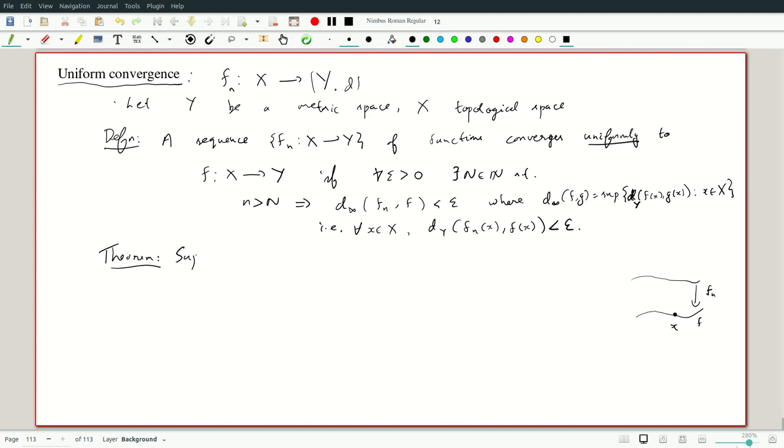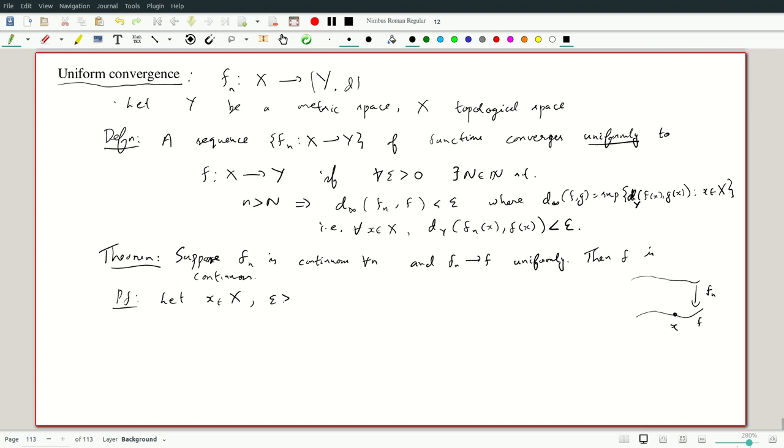So here's the point x, f_n goes to f, and f itself is continuous. Suppose f_n is continuous for all n, and f_n converges to f uniformly, then f is continuous, for which we have to show it's continuous at each x. So let x belong to X be given, and epsilon greater than 0 be given. What we have to show is if we take points close enough to this, the value of f is going to be close enough to this.